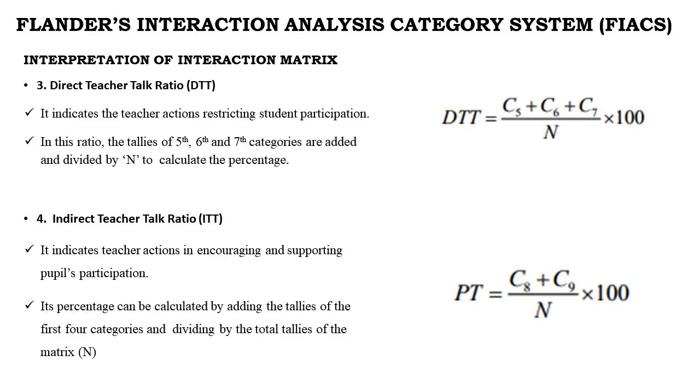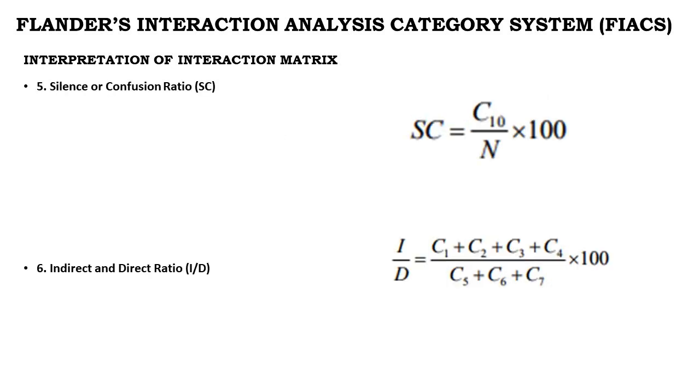3. Direct teacher talk ratio, DTT. It indicates the teacher actions restricting student participation. In this ratio, the tallies of 5th, 6th and 7th categories are added and divided by n to calculate the percentage. The formula is like this diagram. 4. Pupils talk ratio, percentage of pupil talk, PT. It indicates verbal activities of pupils in response to the teacher. In this ratio, the tallies of 8th and 9th categories are added and divided by n to calculate the percentage. The formula is like this diagram. 5. Silence or confusion ratio, SC. The formula is like this diagram. 6. Indirect and direct ratio, ID. The formula is like this diagram.